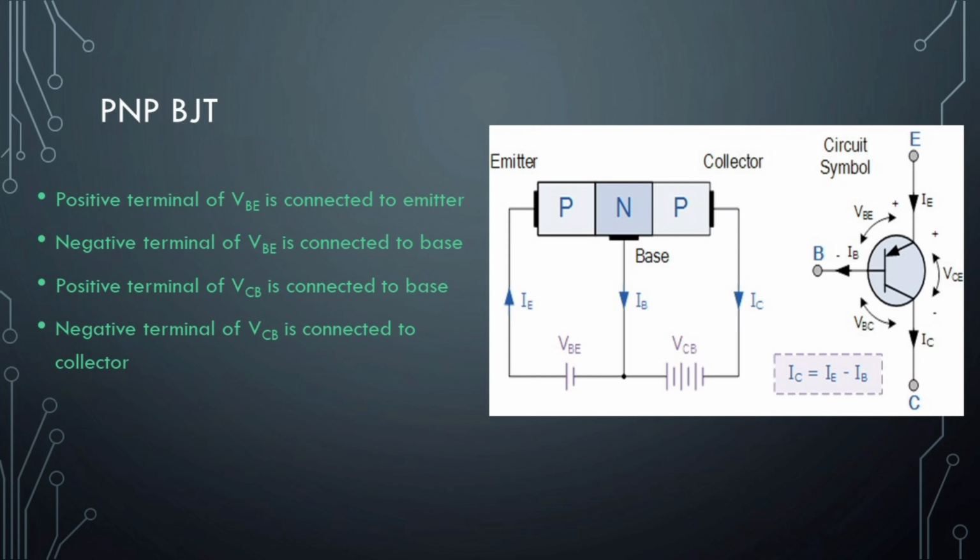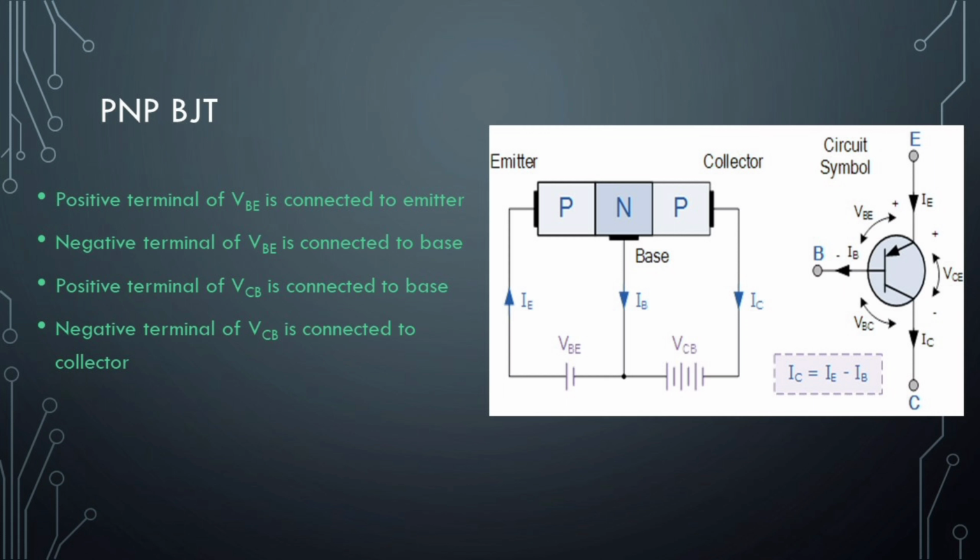PNP BJT. Since the emitter-base junction is forward biased, the emitter pushes the holes towards the base region. When holes move into the N-type semiconductor or base, they combine with electrons. The base is lightly doped and comparatively thin. Hence, only a few holes combine with the electrons and the remaining move towards the collector space charge layer. This phenomenon generates the base current. The current is carried by holes in PNP transistors.